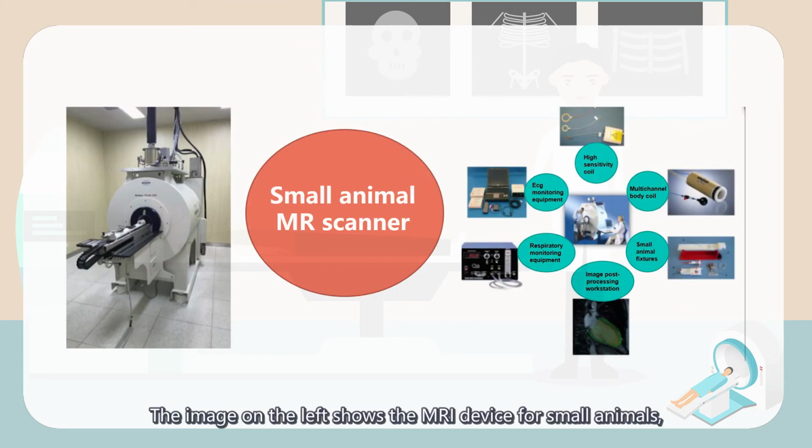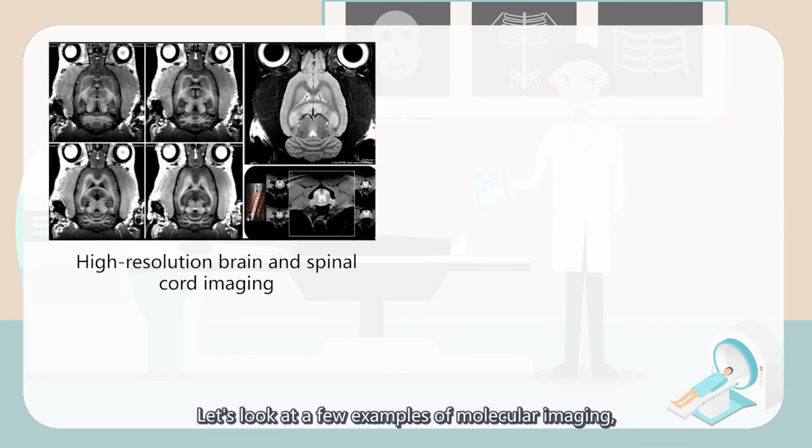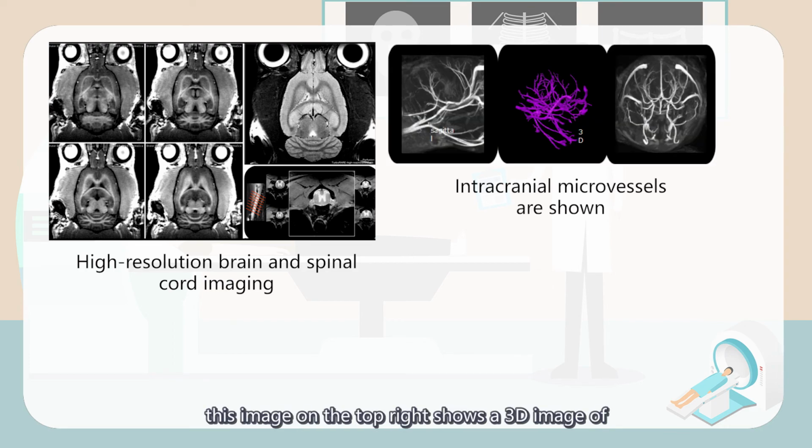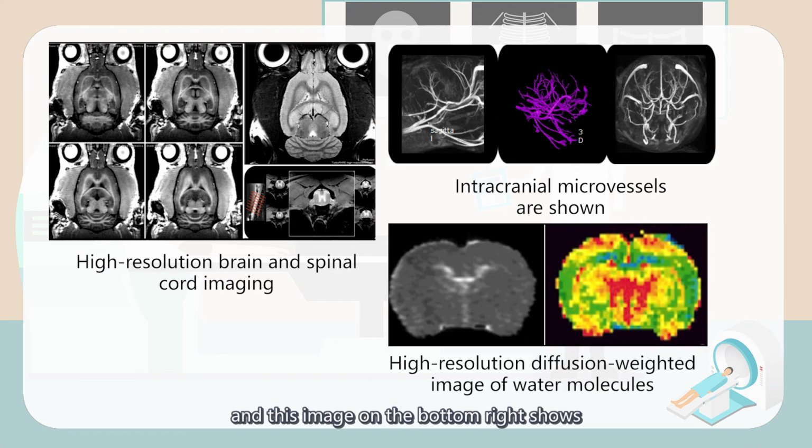The image on the left shows an MRI device for small animals, and the image on the right shows a series of hardware devices for the device. Let's look at a few examples of molecular imaging. This image on the left shows a high-resolution image of the living brain and spinal cord structure. This image on the top right shows a 3D image of the tiny intracranial blood vessels, and this image on the bottom right shows a high-resolution molecular diffusion weighted image.